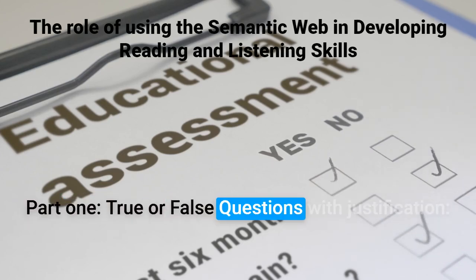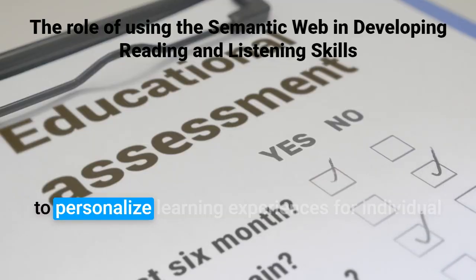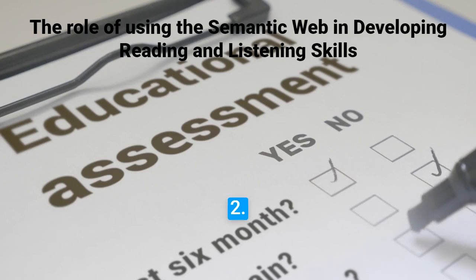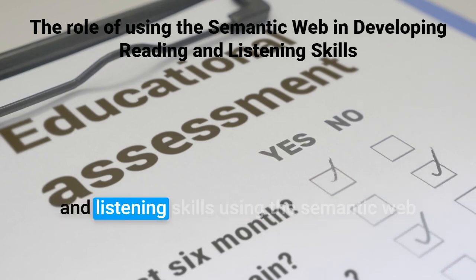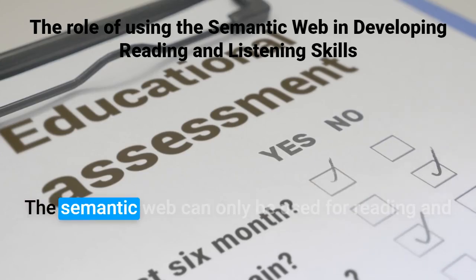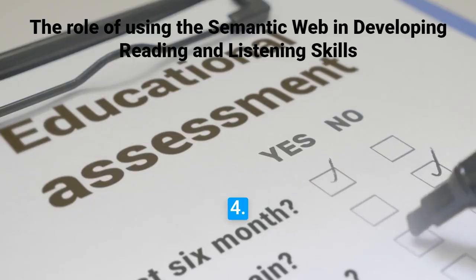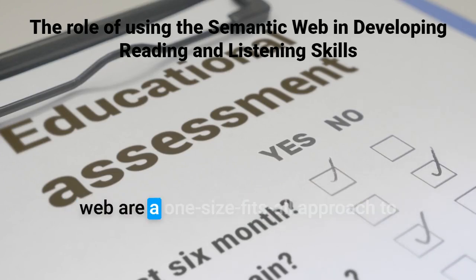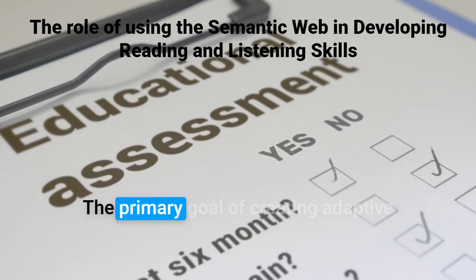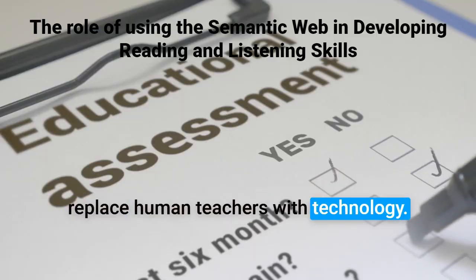Part 1. True or false questions with justification. 1. The semantic web is a technology that can be used to personalize learning experiences for individual students based on their needs and abilities. 2. Adaptive experiences for developing reading and listening skills using the semantic web are only effective for advanced students. 3. The semantic web can only be used for reading and listening activities that involve digital materials. 4. Adaptive experiences using the semantic web are a one-size-fits-all approach to teaching reading and listening skills. 5. The primary goal of creating adaptive experiences using the semantic web is to replace human teachers with technology.